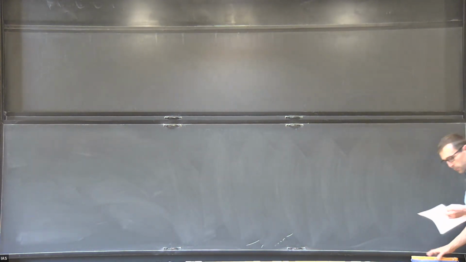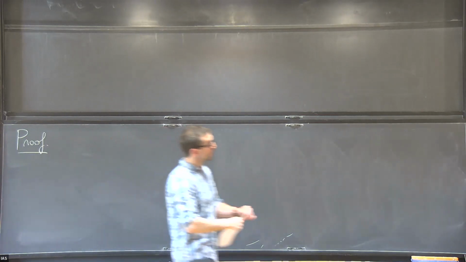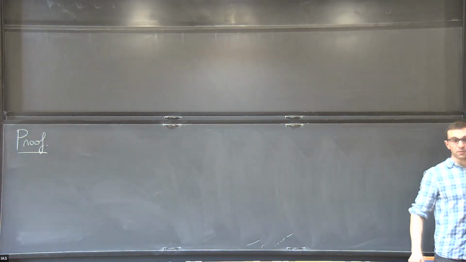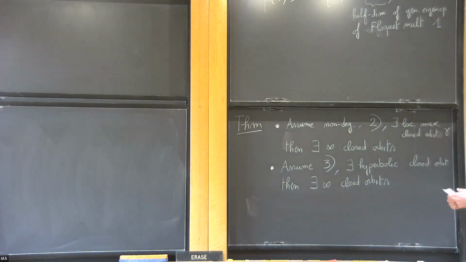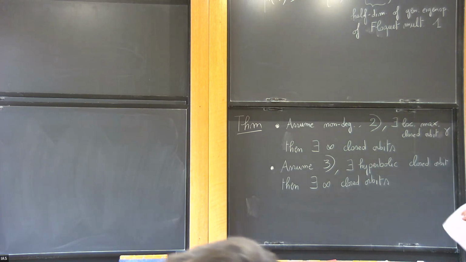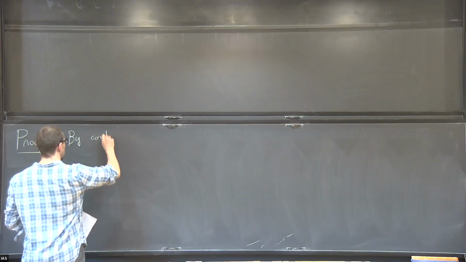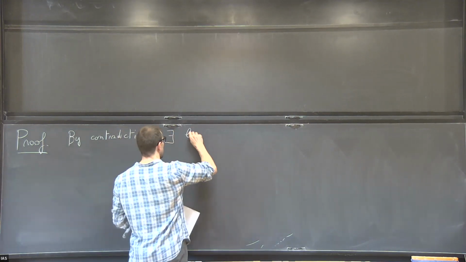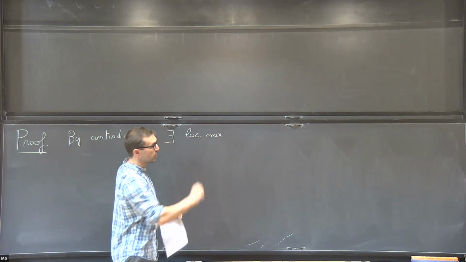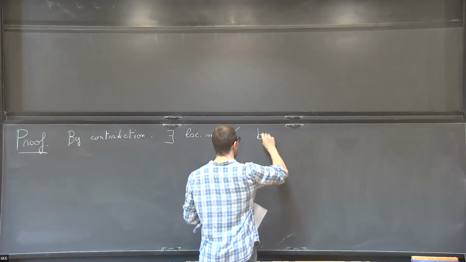First off, the main theorem has two points, but at this level of generality the proof is the same for the two points. So take one or the other, or take the intersection of the two. Let's assume by contradiction that there is a locally maximal closed orbit, but only finitely many closed orbits. So by contradiction, there exists a locally maximal, or a hyperbolic, if you prefer to prove the other one, the proof is the same, closed orbit gamma, but only finitely many.